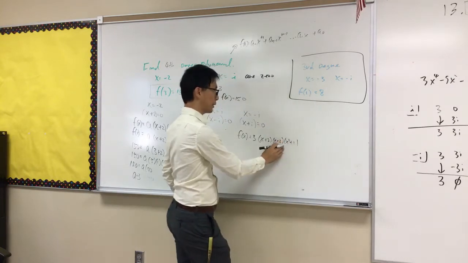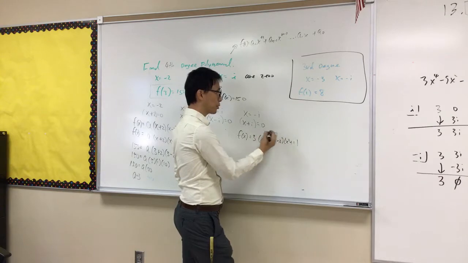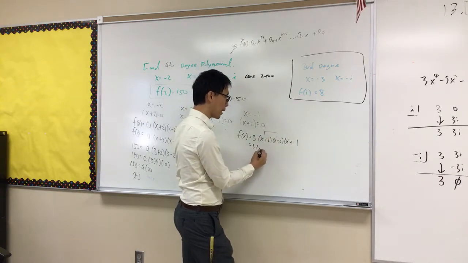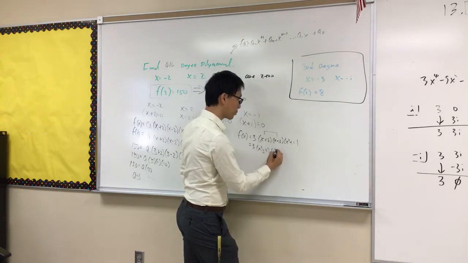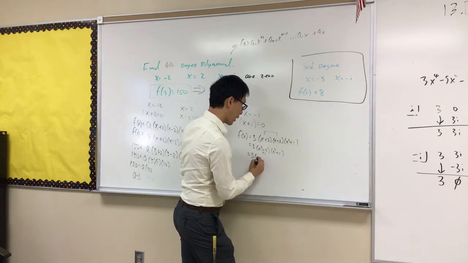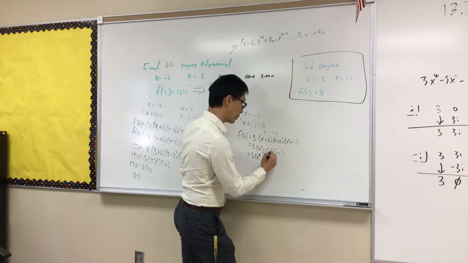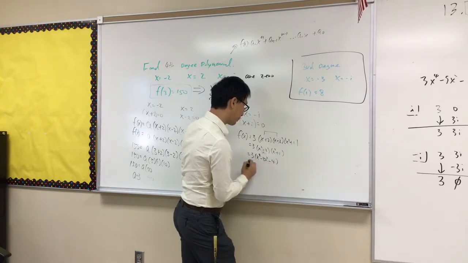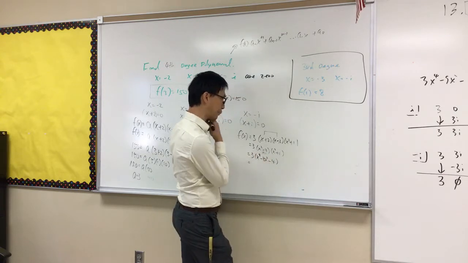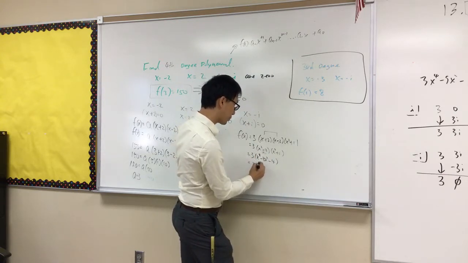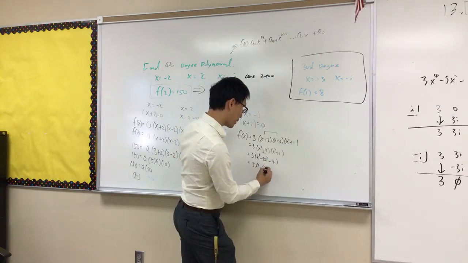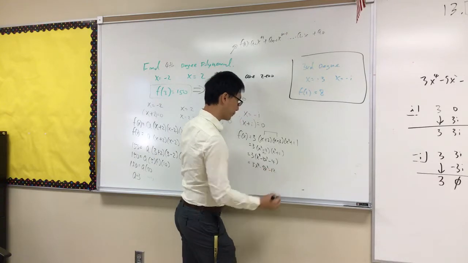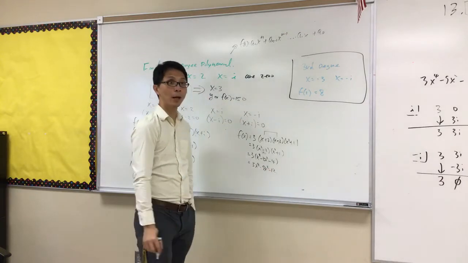Now I would have to FOIL this, but I'll do 2 at a time. I'll do those 2 because that's a difference of squares, so x plus 2 times x minus 2 is x squared minus 4, times x squared plus 1. And now this one becomes x to the 4th minus 3x squared minus 4. I'll distribute the 3, so it'll be 3x to the 4th minus 9x squared minus 12. And that becomes my polynomial at the end.